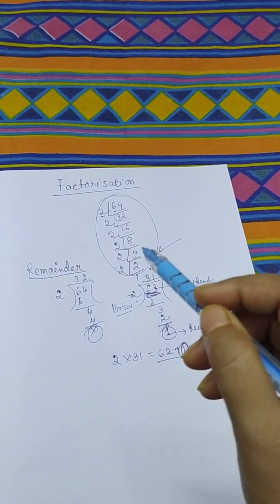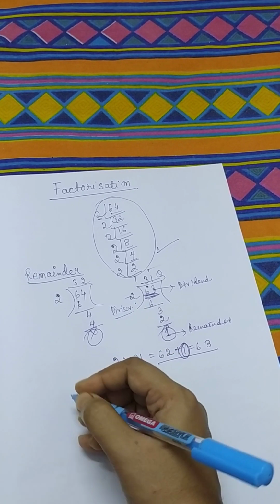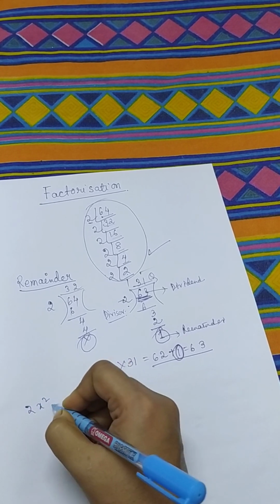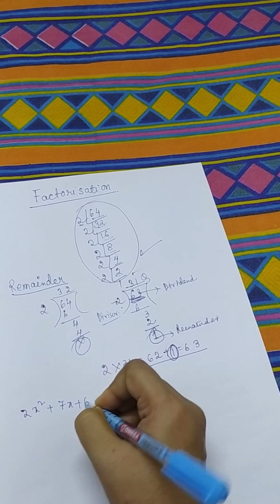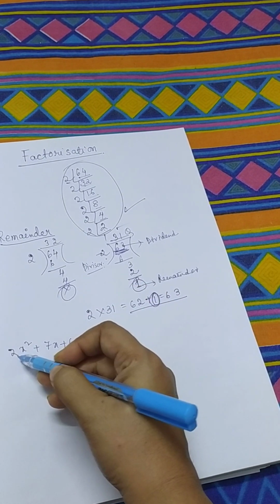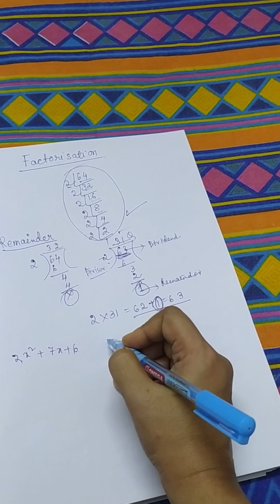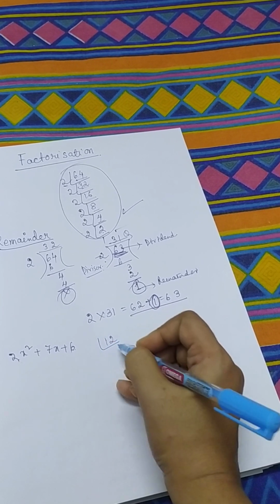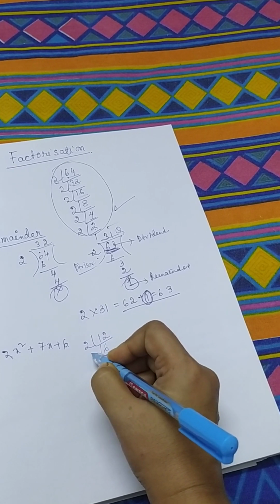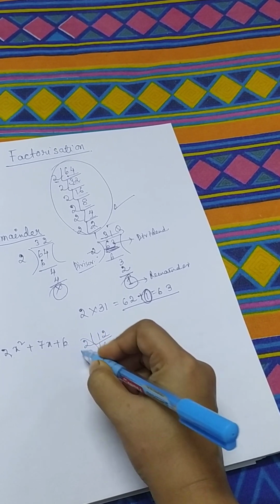Okay. Now remember the factorization of class 8. Suppose I am giving you an expression like 2x square plus 7x plus 6. If I tell you to factorize it, what will you do? You will multiply this 6 and 2. You will get 12. Now we have to find the factors of 12. What will be those? 2 into 6, 2 into 3, 3 into 4, 1 into 12.